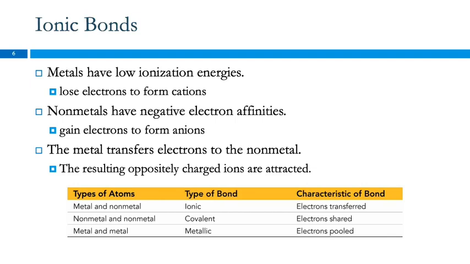So when a metal loses an electron, it doesn't just go off into space. It has to go to something. And so the metal transfers one or more electrons to a nonmetal and says, okay, I don't want these anymore. Here, you take them. They're yours now. And then we have two ions. And then the ions are attracted to each other.